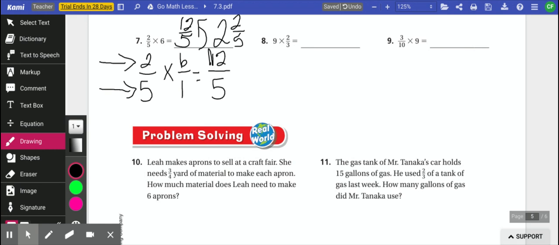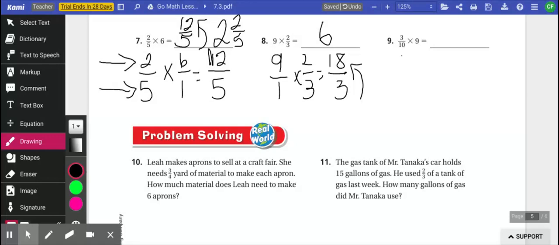Alrighty. The next one I have 9 times 2/3. Again, I take my whole number, place it over 1 times 2/3. 9 times 2 is 18. Alright, I have 18 over 3. But 3 goes into 18 6 times. So my answer is just a whole number for that one.